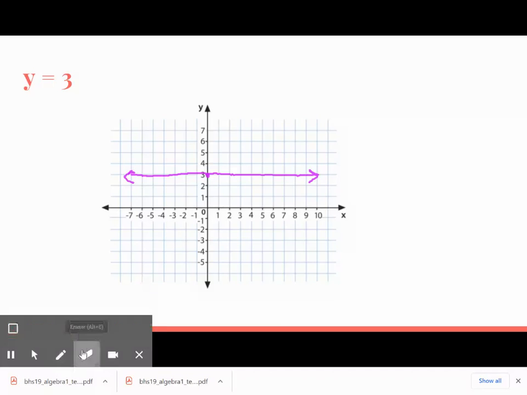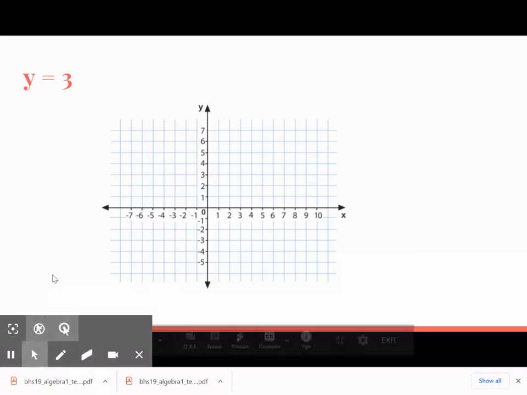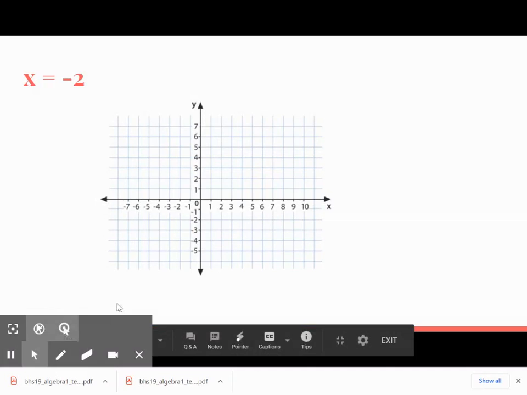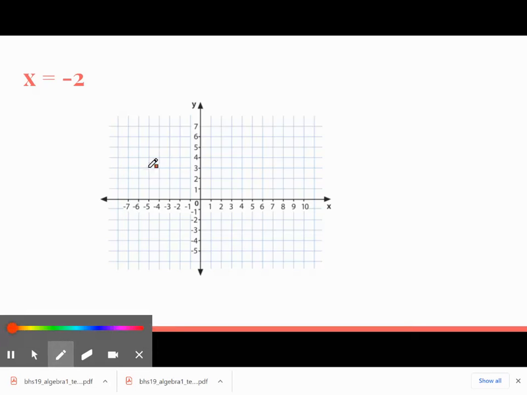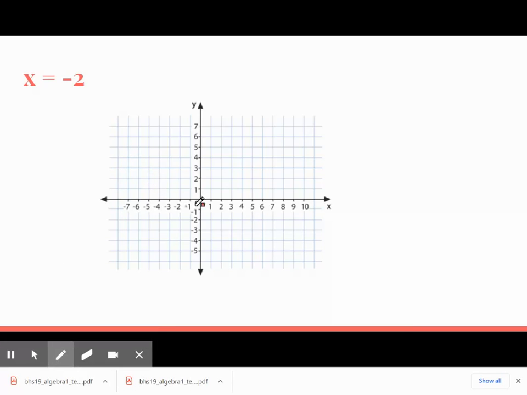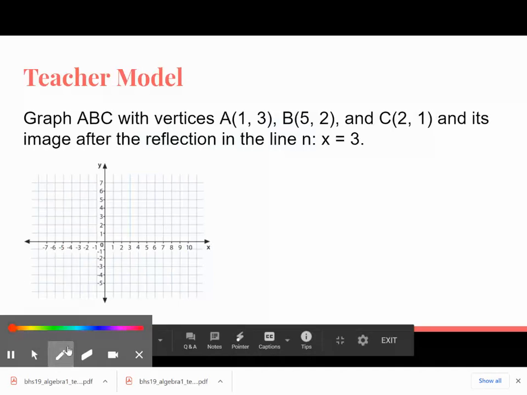Let's do another one. X equals -2. Notice this says X equals -2. So on the X-axis, you put a dot at -2. Vertical, monkey jump in tree. And it's a vertical line. That makes sense. Okay? So let's do a reflection.